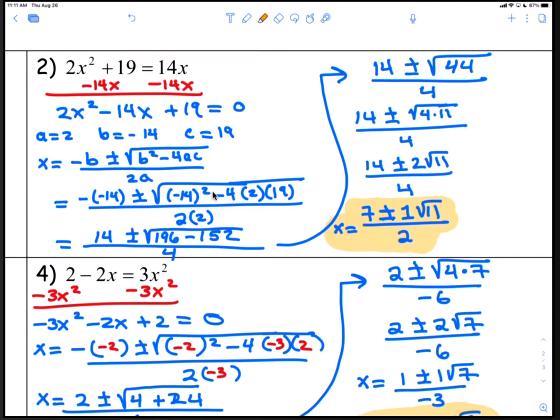values into the formula. That simplifies to 14 plus or minus the square root of 196 minus 152, all divided by 4, which simplifies to 14 plus or minus the square root of 44 over 4. We need to simplify the square root of 44 into the square root of 4 times 11, and the square root of 4 is 2, which comes out. And now we have 14 plus or minus 2 square root of 11 over 4, and then we can reduce by dividing by 2. So your final answer is 7 plus or minus the radical 11, all over 2.